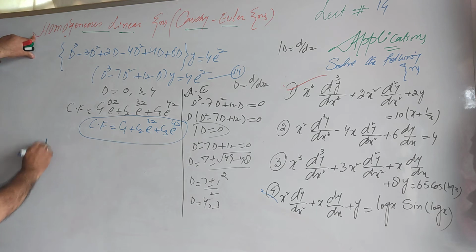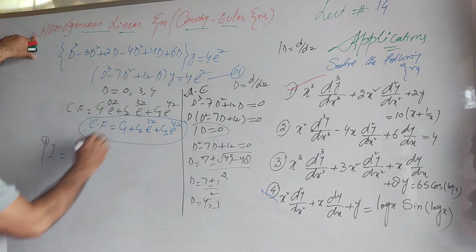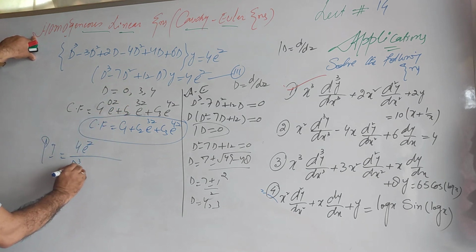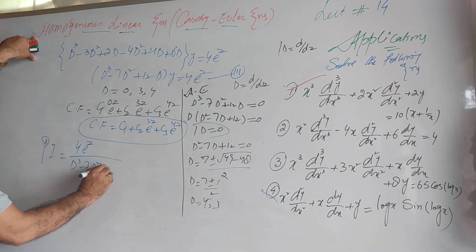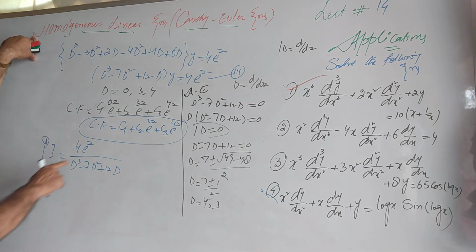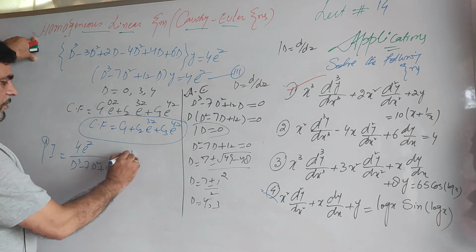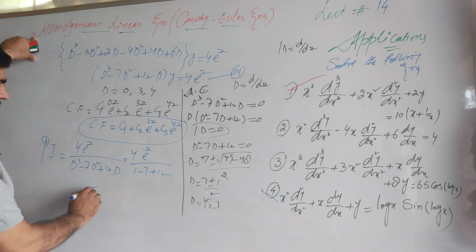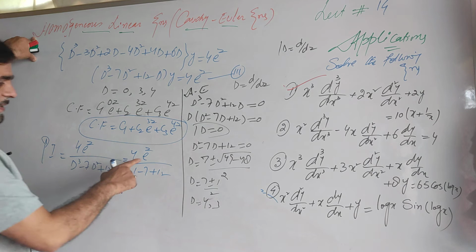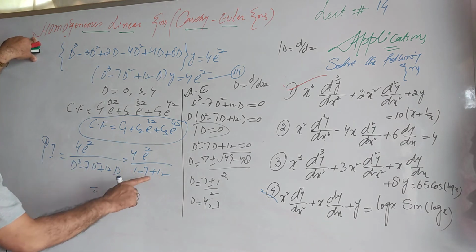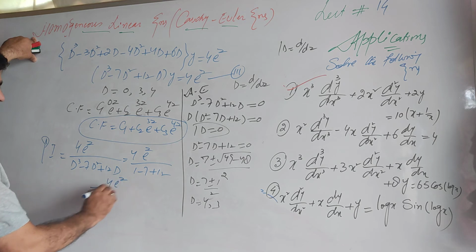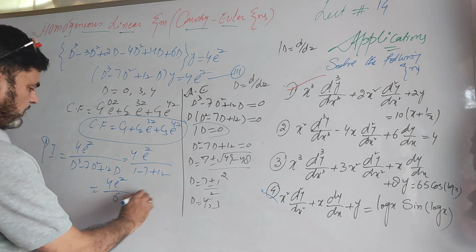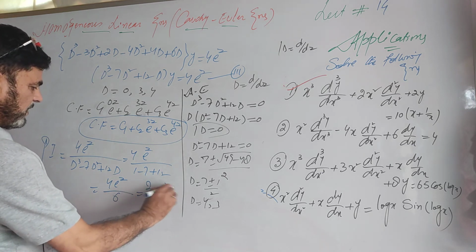Now what is the particular integral? The particular integral will be 4 e raised to power z by D cube minus 7D square plus 12D. Now you have to replace D by the coefficient of z, here 1. It is 4 e raised to power z by 1 minus 7 plus 12, because D is replaced by the coefficient of z in the exponent. It is 13 minus 7, so 4 e raised to power z by 6. This gives 2 by 3 e raised to power z.